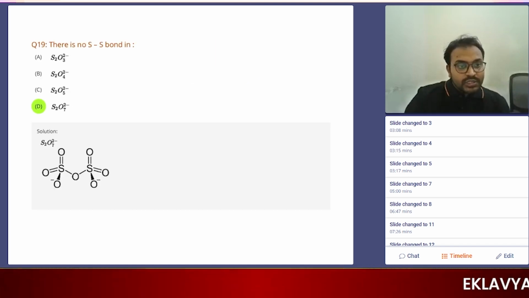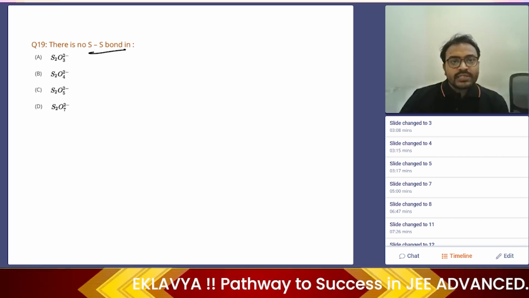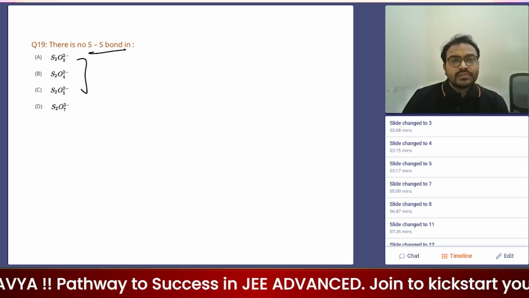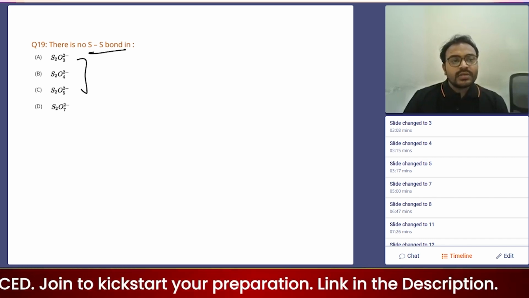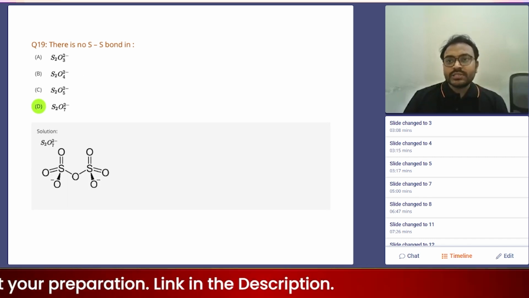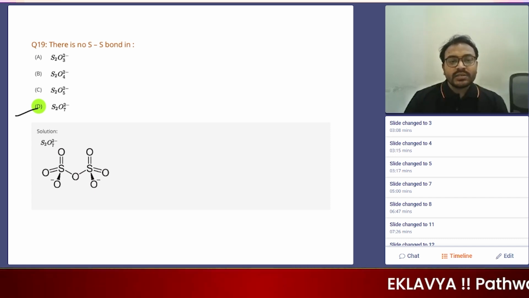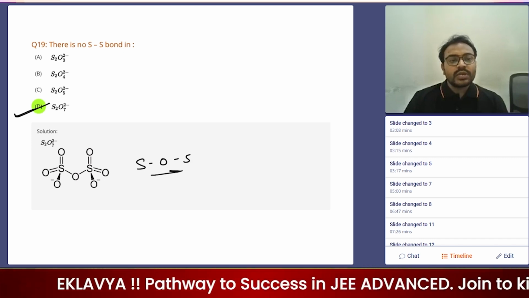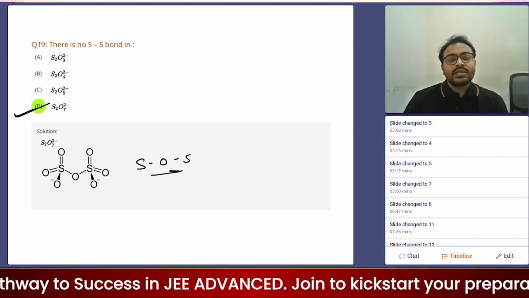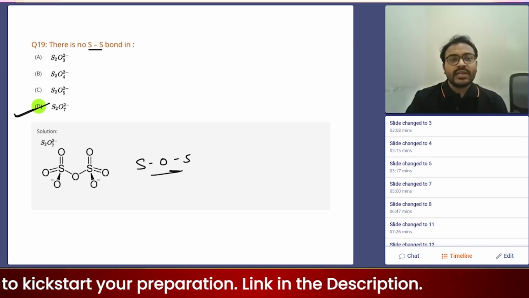Now next question we have, there is no S-S bond in the given. So directly we can refer to their structures, and in NCERT also there are structures given, and we'll find that in S2O7 2- there is no S-S direct linkage. In S2O7 2- there is an S-O-S bond. Okay, so the right answer is option D. There is no S-S linkage direct bond.